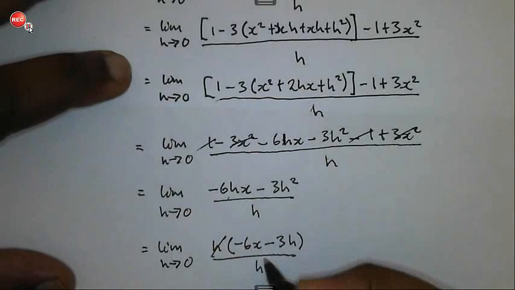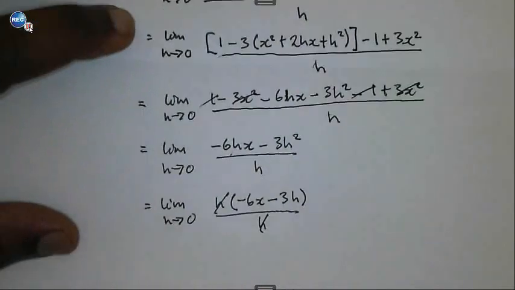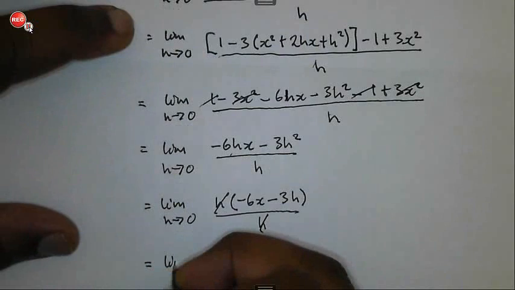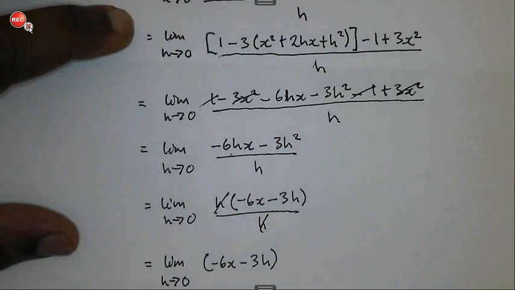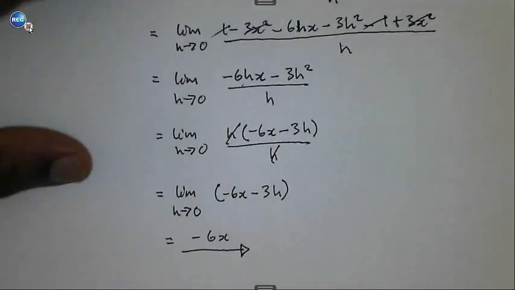They can cancel. What limit do we now have to find? We now have to find the limit as h approaches 0 of negative 6x minus 3h. Now what happens here? This negative 6x is not affected because it counts as a constant, the limit is for h. So this negative 6x remains as is, but that one is going to become 0 because h is approaching 0. I get it.